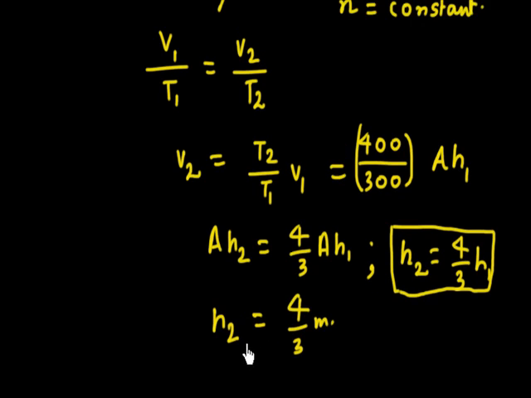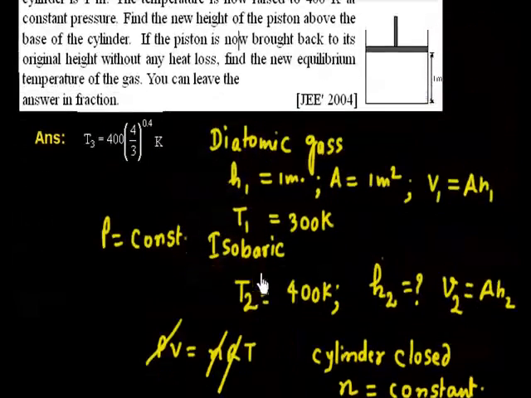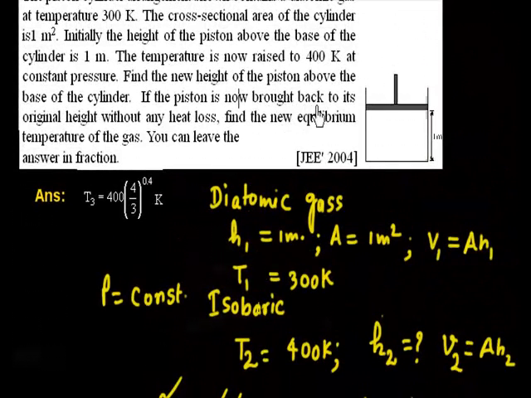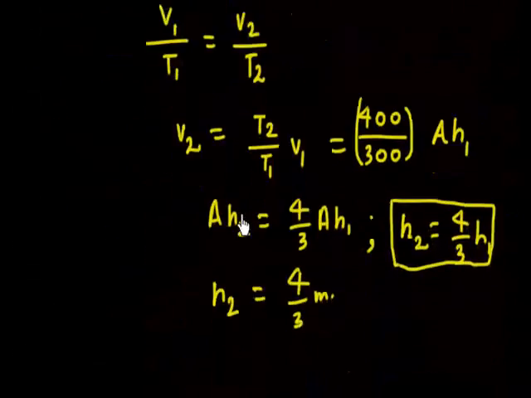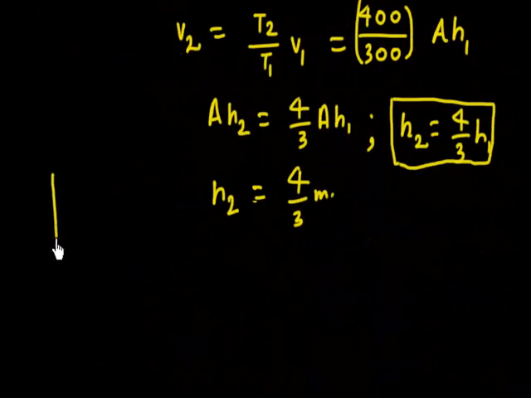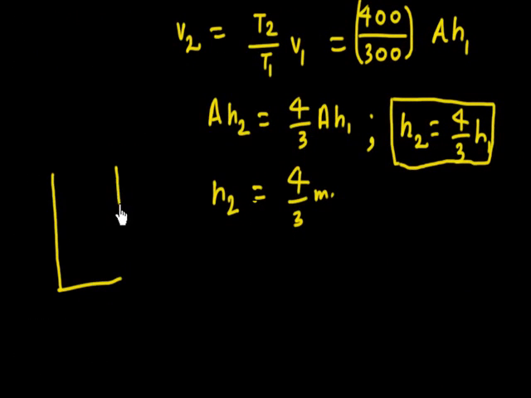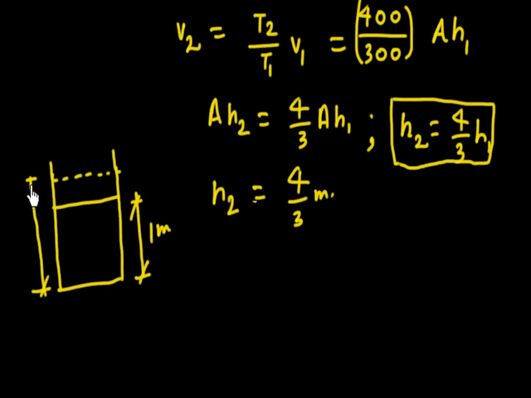Simple. Now let us read the next part of the question. This has two parts. The next part says the piston is now brought back to its original height. The initial height was 1 meter, and now the height is 4 by 3 meter. So you have the cylinder, and the initial height was 1 meter, and after heating you have the piston somewhere here. The height has changed, and this height is 4 by 3 meter.